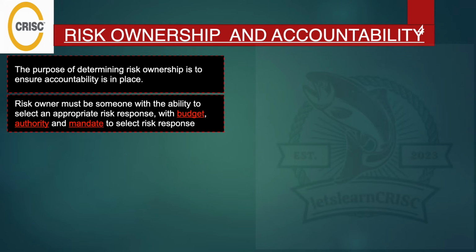Similarly, the third word which is important in this point is mandate. Friends, the risk owner should have a clear mandate or responsibility for the specific risk they oversee. This mandate ensures that the risk owner is accountable for the risk management and that they have the necessary organizational support to implement the risk response measures.